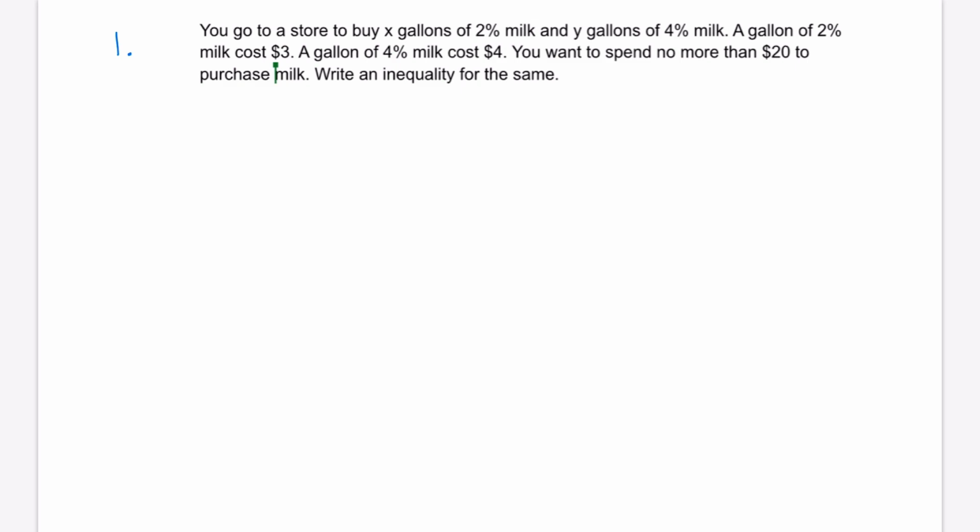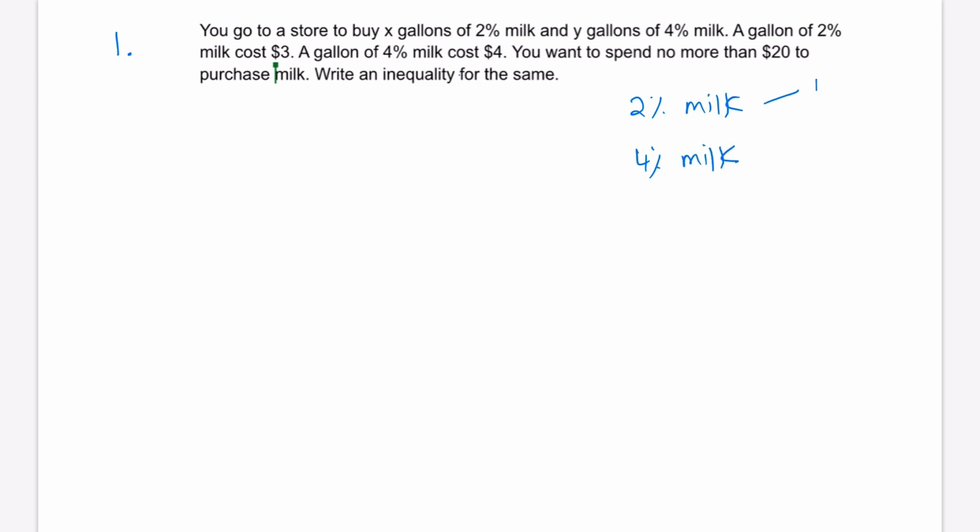You go to a store to buy x gallons of 2% milk and y gallons of 4% milk. A gallon of 2% milk costs $3 and a gallon of 4% milk costs $4. You want to spend no more than 20 bucks to purchase milk. Write an inequality for the same. So there are two variables here. One variable corresponds to 2% milk, the other variable corresponds to 4% milk.